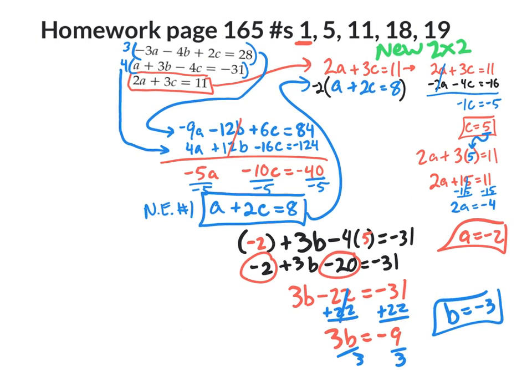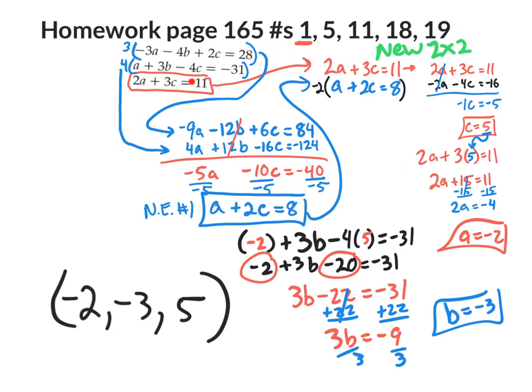So our ordered triple, we're going to write our answer as parentheses, alphabetical order, negative 2, negative 3, and the c value of 5. Okay, so a lot of students get confused because that third equation only has two variables. Use that to your advantage, right? This is what we want. We want two of these. We want two equations with two variables.